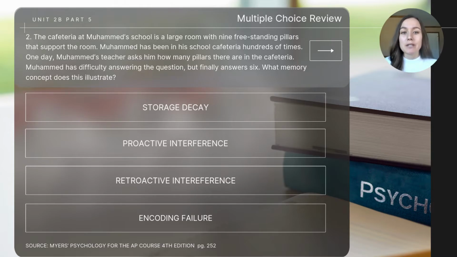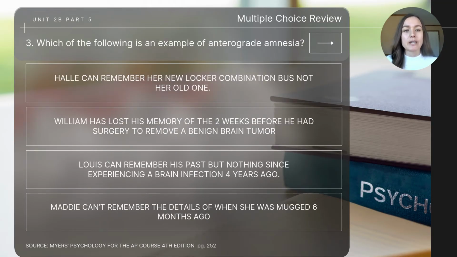Muhammad has been in his school cafeteria hundreds of times. One day, Muhammad's teacher asks him how many pillars there are in the cafeteria. Muhammad has difficulty answering the question, but finally answers 6. What memory concept does this illustrate? Question number 3 says, which of the following is an example of anterograde amnesia?